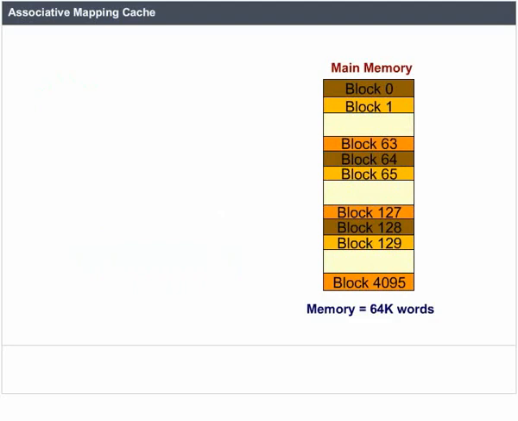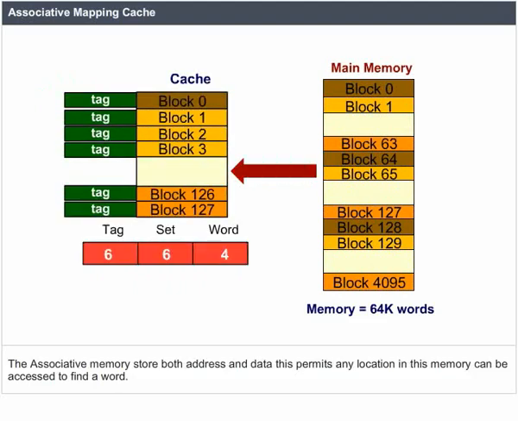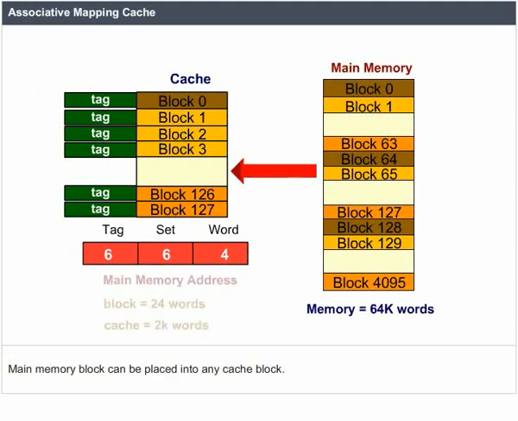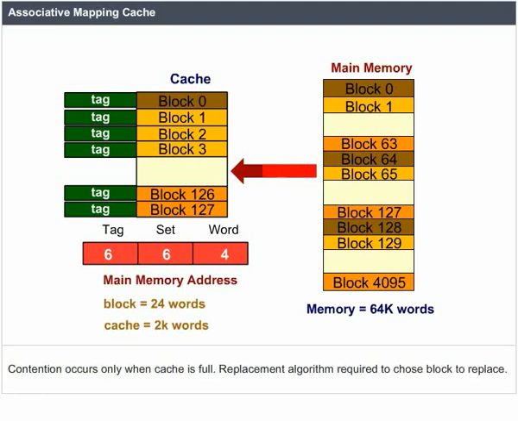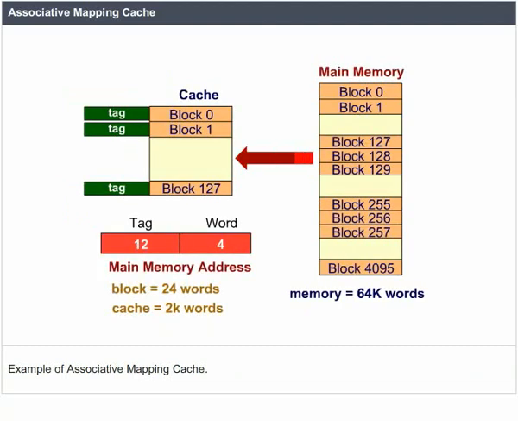Associative mapping cache. The associative memory stores both address and data. This permits any location in the memory to be accessed to find a word. A main memory block can be placed into any cache block. Contention occurs only when cache is full. A replacement algorithm is required to choose the block to replace. Associative search of tags in parallel. Most flexible. Costly.